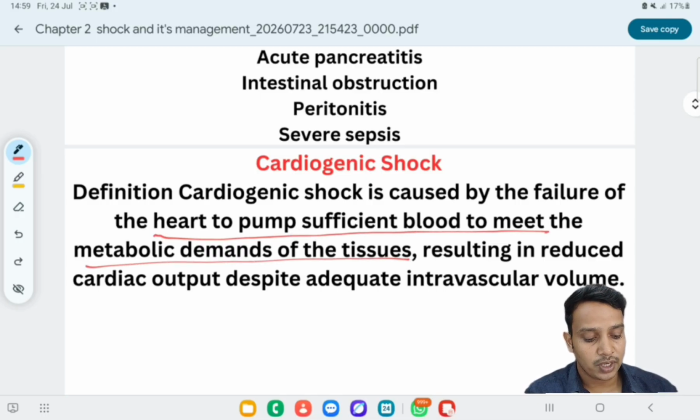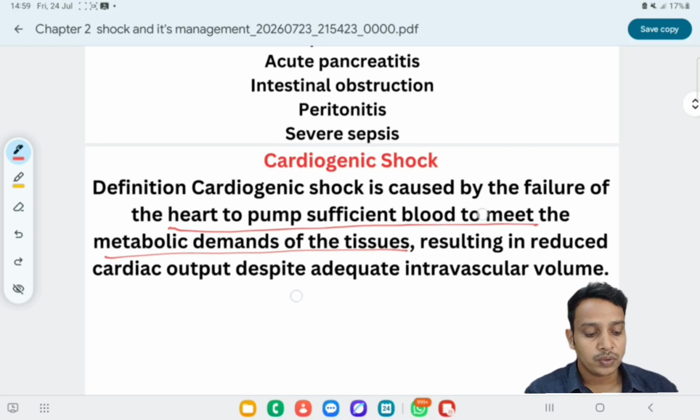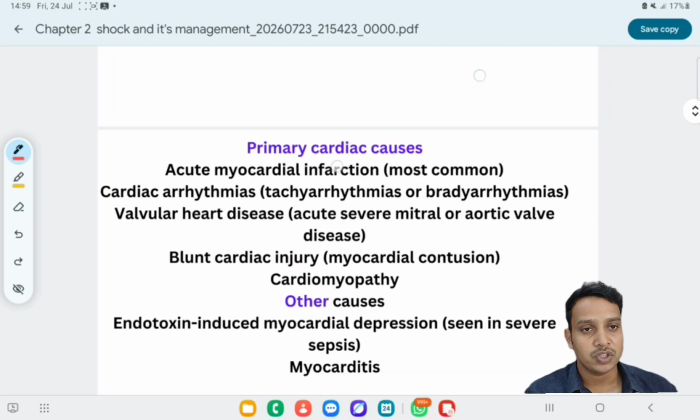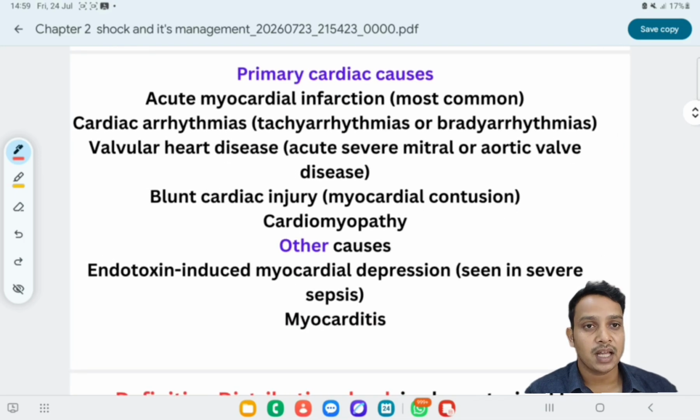Cardiogenic shock could be due to primary cardiac causes related to cardiac tissue, such as acute myocardial infarction, which is the most common cause, and second, cardiac arrhythmias related to valvular heart diseases, or blunt cardiac injury such as myocardial contusion, or cardiomyopathy, either dilated or restrictive, for example peripartum cardiomyopathy or alcohol-induced dilated cardiomyopathy. So these are the types of cardiogenic shock related to the heart per se.